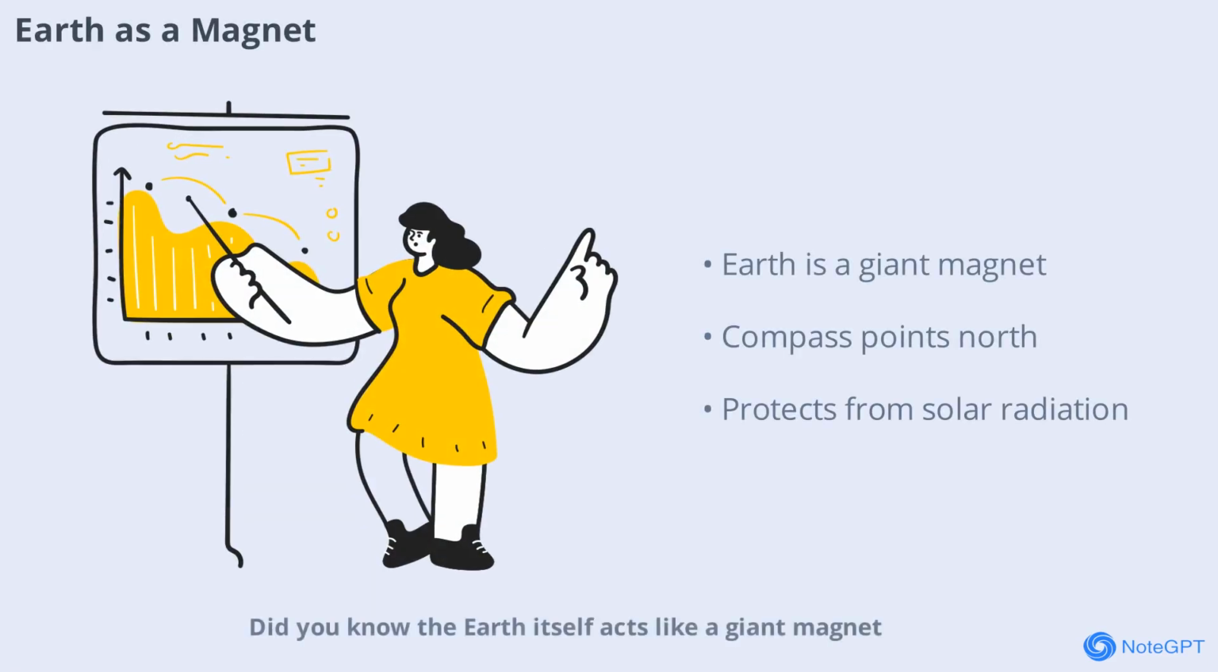Do you know the Earth itself acts like a giant magnet? It has a magnetic field with a north and south pole, which is why compasses work. The Earth's magnetic field protects us from harmful solar radiation and helps animals navigate. Understanding Earth's magnetism is important in geography, navigation, and even in studying the planet's history through magnetic rocks.